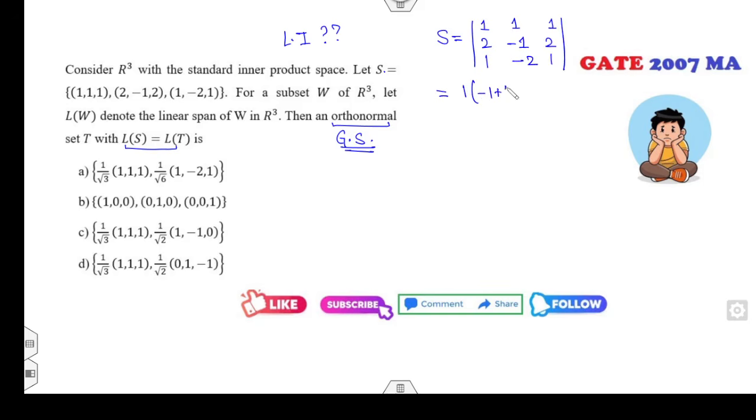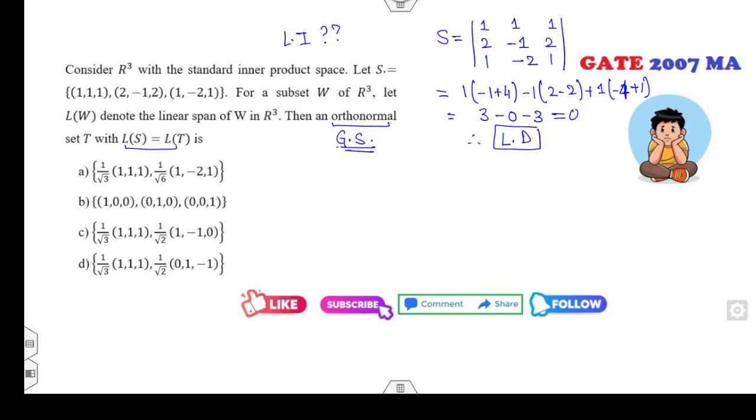1 into plus 4 minus 1, 2 into minus of 2 plus of 1 minus of 2 into plus 1. So that number will be, sorry, it's a 4. 4 plus 1. That number is plus 3 minus 0 minus 3, which is 0. Therefore, the given vectors are my LD.